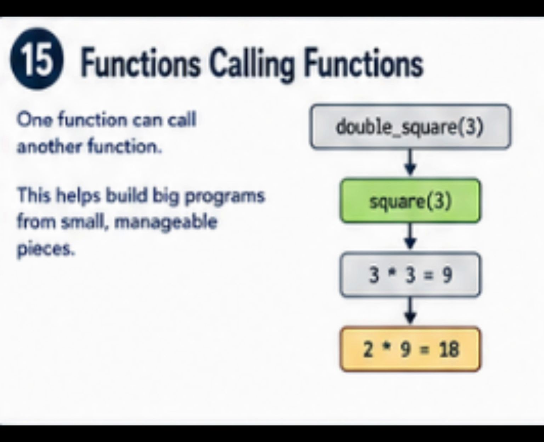Functions can also call other functions. In this example, a function named double_square uses another function named square. First, square calculates the square of a number, then double_square takes that result and doubles it. Breaking large problems into smaller functions makes programs easier to understand and much easier to expand.